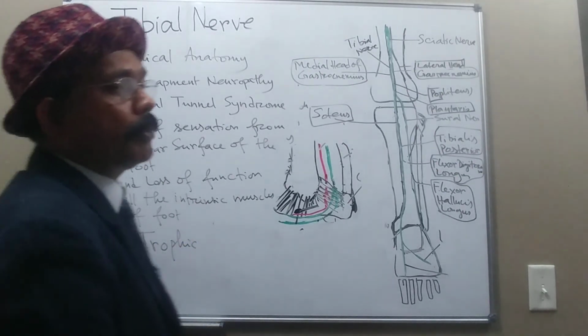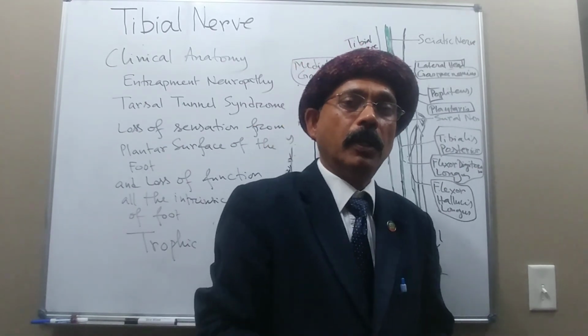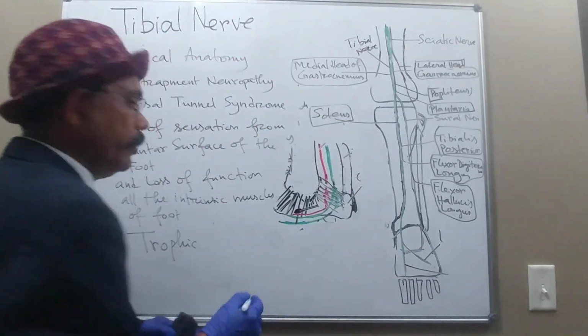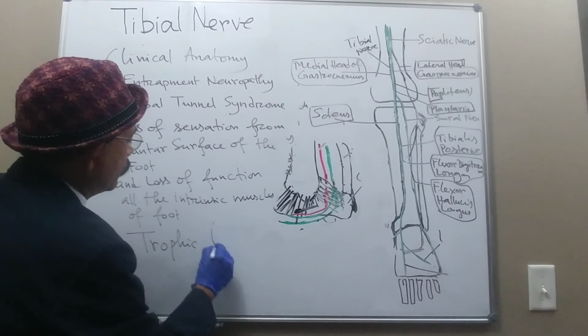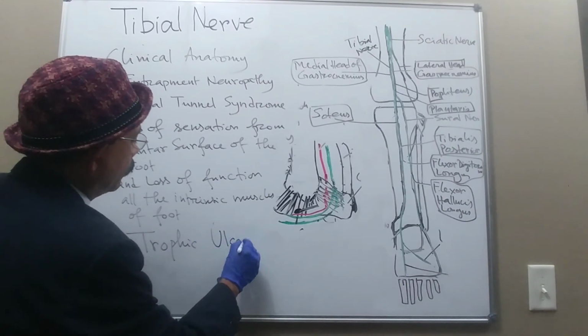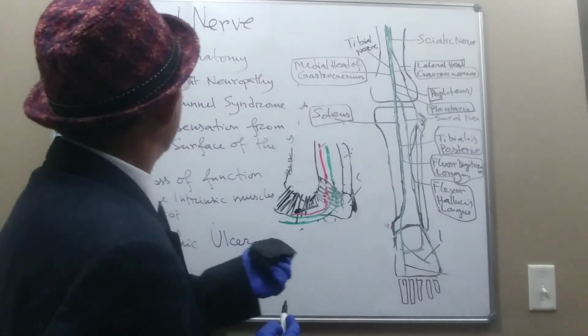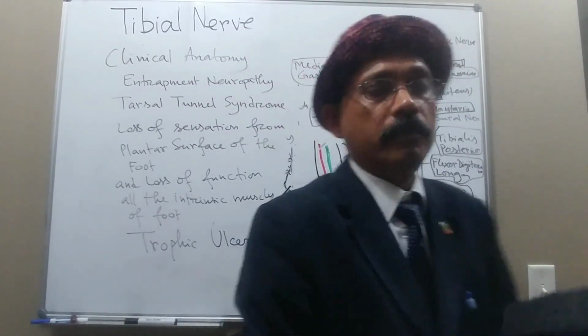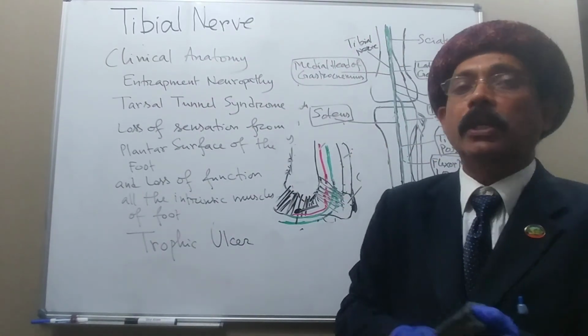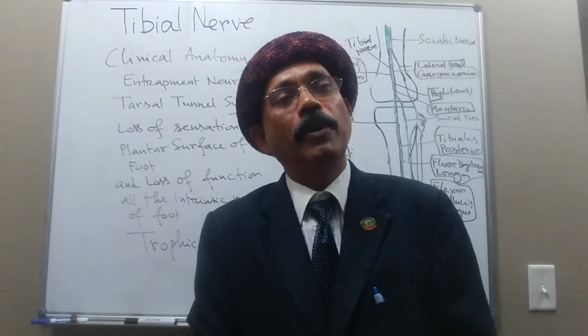So no sensation, people may put their foot anywhere and they may be injured. There will be no pain sensation. There will be chance of trophic ulcer. Okay, so these are the clinical anatomy of the tibial nerve. So that's all about tibial nerve.